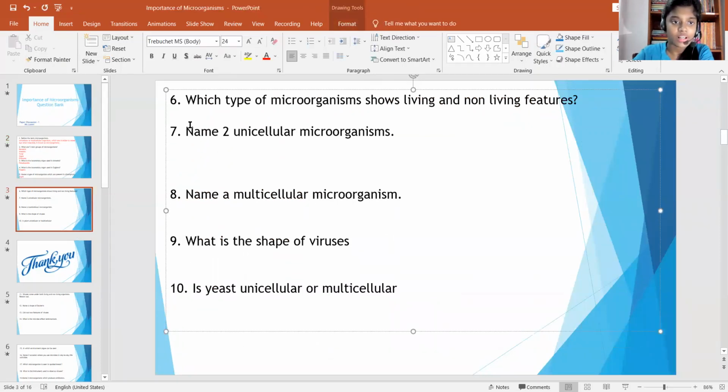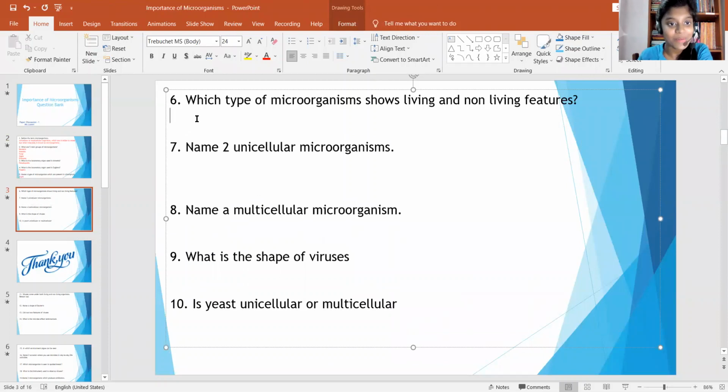Which type of microorganisms shows living and non-living features? Children, there are many microorganisms, but viruses, which are famous nowadays because of COVID-19, show living and non-living features. I'll say the reason later. You can answer: virus.